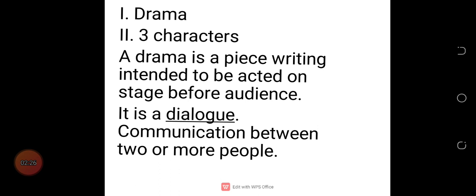So what then is a drama? When we say drama, basically it is a piece of writing which is intended to be acted on a stage before an audience. It also has to do with a dialogue where we have more than one person communicating. The communication between two or more people is a dialogue. And so these people communicate to the audience because they want to send a message across. So that is it basically on drama.